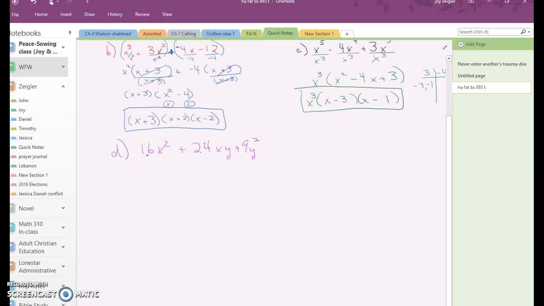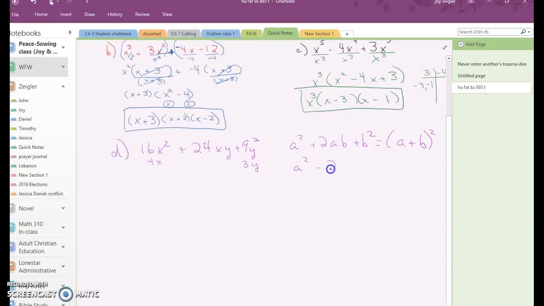16 is the perfect square of 4, and x squared, the root is x, and 9y squared is the perfect square of 3y. Okay, this is good, but it's not quite good enough. We need to know that this middle term, 24xy, is equal to 2 times 4x times 3y, and here is the reason. The formula we're looking at is a squared plus 2ab plus b squared. This is called a perfect square trinomial. The first and last terms are perfect squares, and the middle term is twice the product of the roots of each one. So if you have a perfect square trinomial, it factors to a plus b, squared.